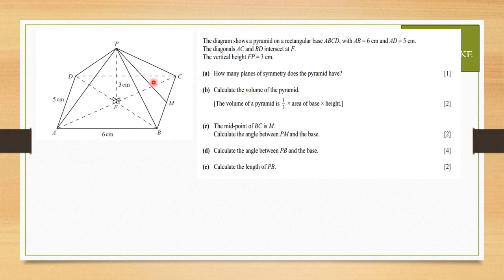The question asks for the angle between PM and the base. You can draw it separately. PFM is a right angle triangle, where PF is 3 centimeters and FM is 3 centimeters. So you can find the angle between PM and the base: 3 divided by 3, tan inverse, it is 45 degrees. PF is the opposite length and FM is the adjacent length. You can work out the angle as 45 degrees.